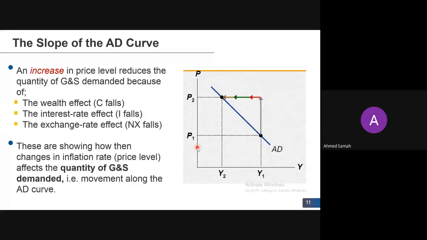The quantity of goods and services demanded may change because of a change in price level. So it is a movement along the aggregate demand curve. Because it is a change in price, it causes a movement along the demand curve, the same as in the usual demand curve. So the same concept here: when there is a change in the price level, there is a movement along the aggregate demand curve.